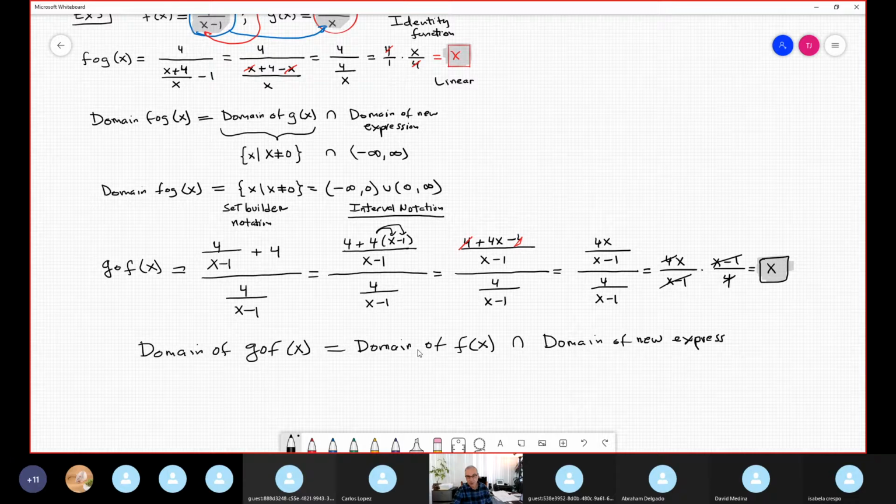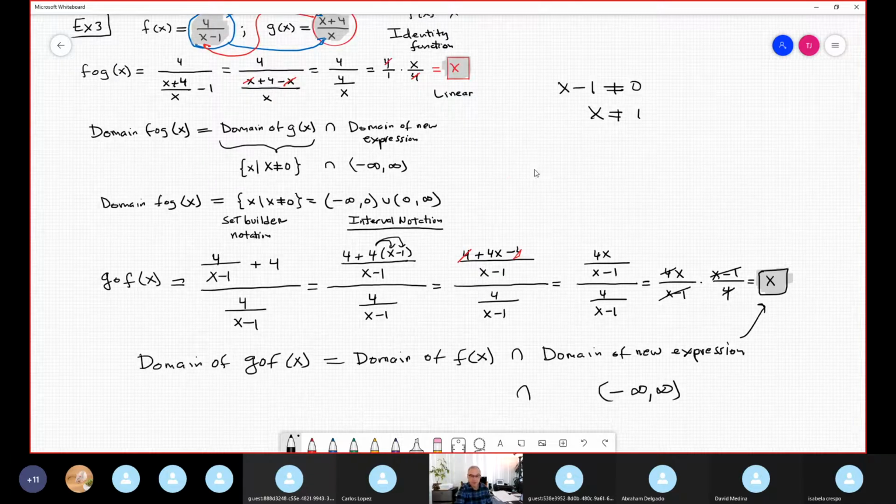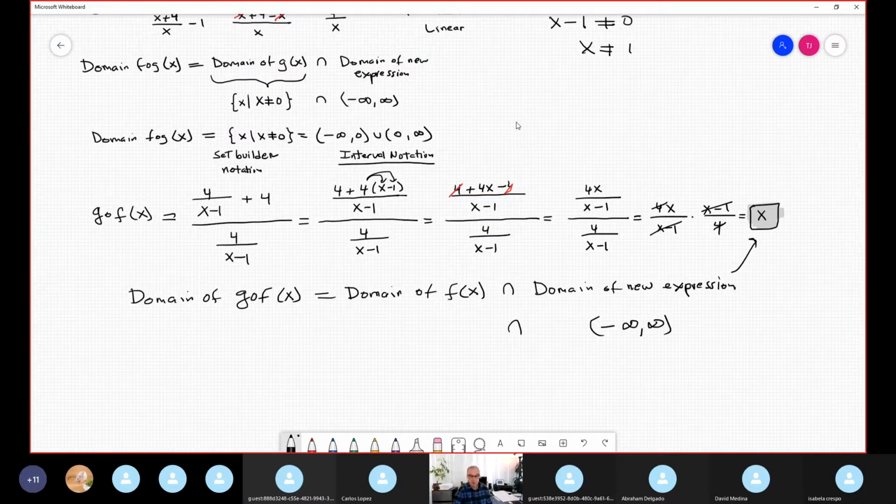Okay, by the way, the new expression is the identity function, and it's all real numbers. However, the domain of f, no. The domain of f is all real numbers. Look at that. You take the f expression again, you take the denominator, it cannot be zero, so it's not one. The only bad guy that we have in the game is one. So it's x such that x is not one.